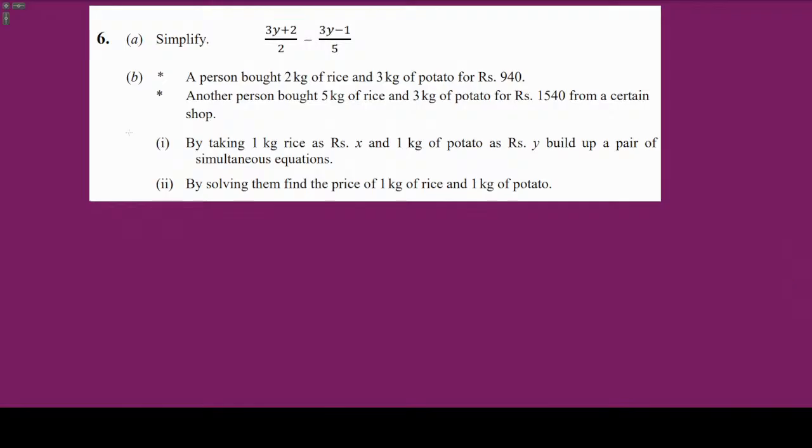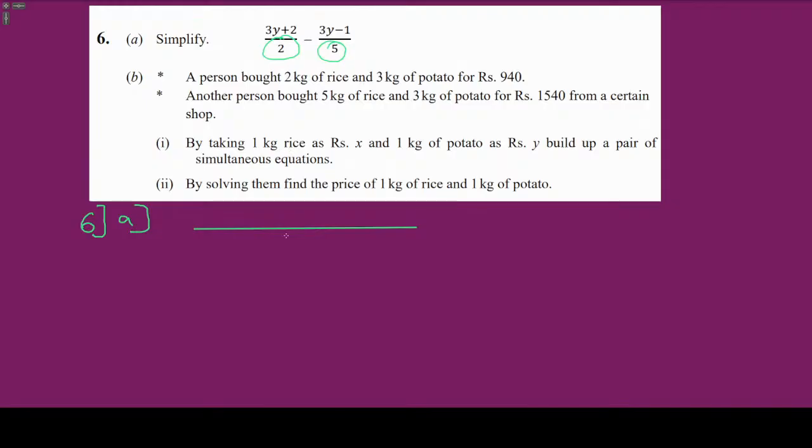Alright, let's look at question 6 now. So question 6 part A, we see that the fractions have two different denominators. So we have to use the LCM as the common denominator. What's the LCM of 2 and 5?